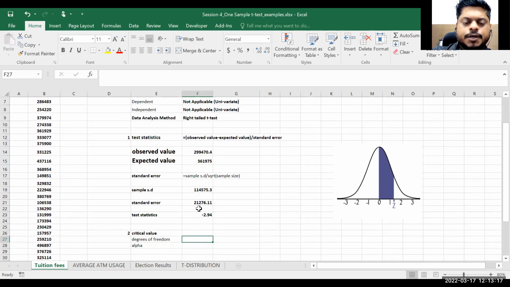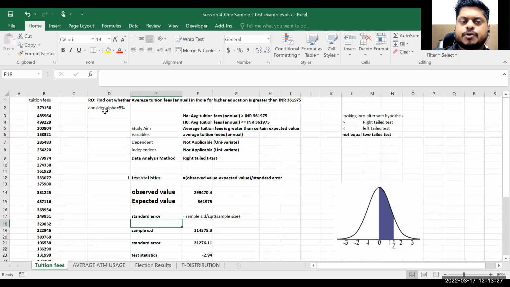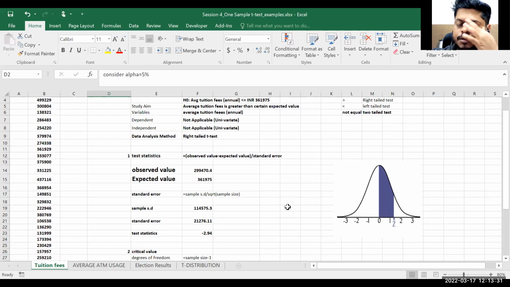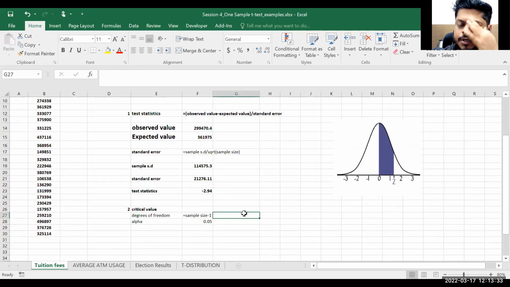In our case, we are doing a one sample t-test. The formula is simple: sample size minus one. Alpha is 0.05, which is given here, right? Let's say in your exam it is not given. Still, you can consider it as 5%, so that is the normal value we take.